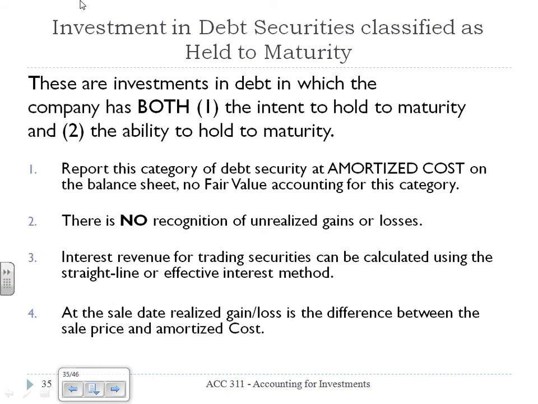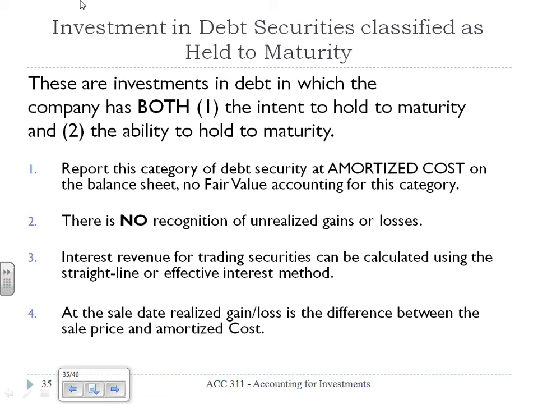All right, now let's get to the last category for debt investments. And this is held to maturity. And again, you have to have both the intent to hold the debt investments to maturity and the ability to hold them to maturity. And we report this category of debt at amortized cost.